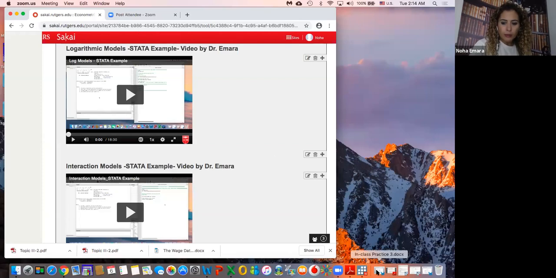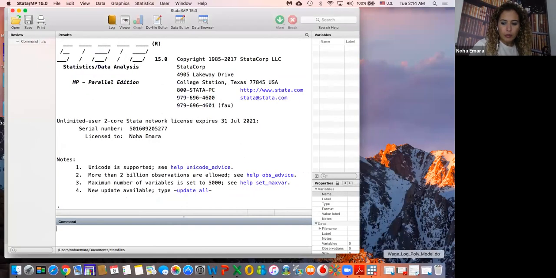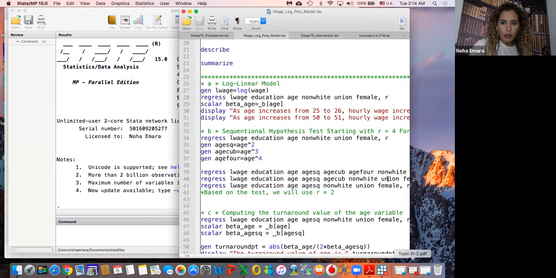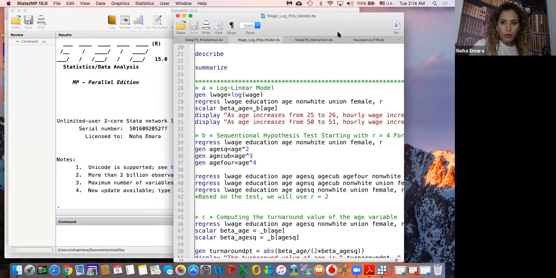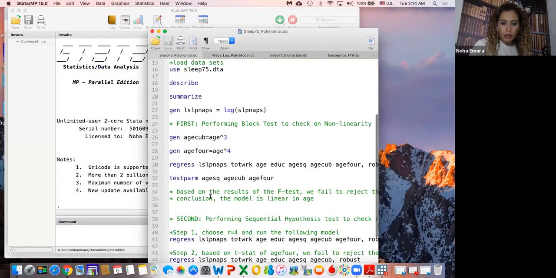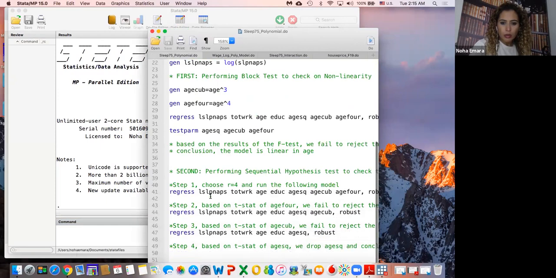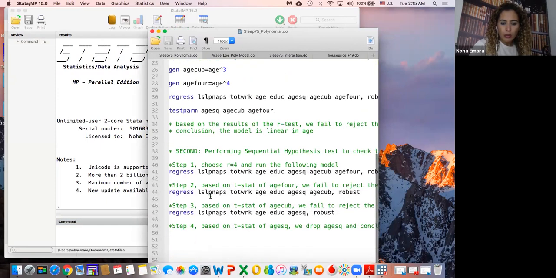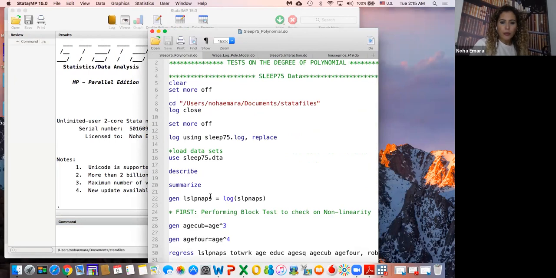Okay. I have many do files that I can use. So let me choose one of them. So let's see. Okay, so this one is, okay, let's try this one. So this one is a sleep data set.